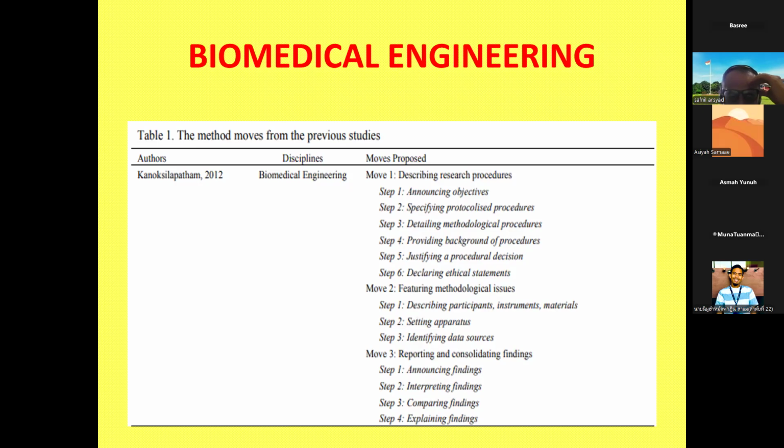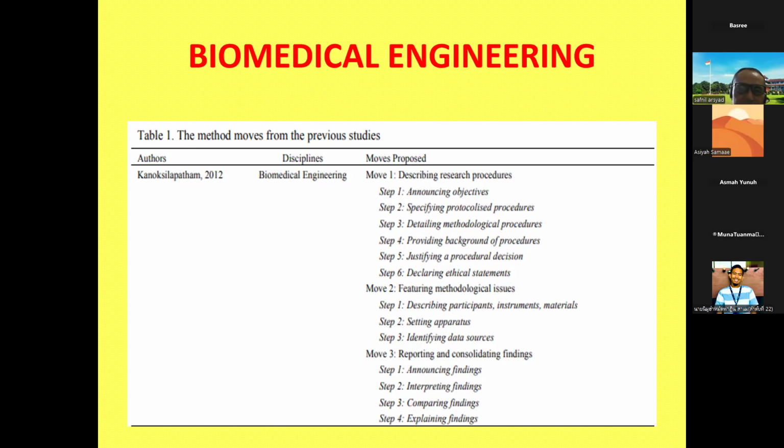You see, it is very strange. In method, the authors announce the finding. The authors interpret the finding. The authors compare the findings and explain the findings. So this is just like the result and discussion section. You see here, this is in the biomedical engineering field, and not in education, not in applied linguistics, and not in social science. So they have their own convention about the method section.